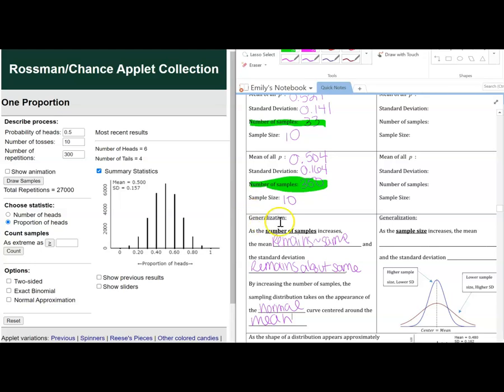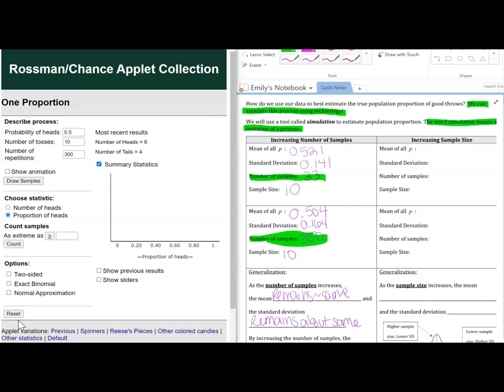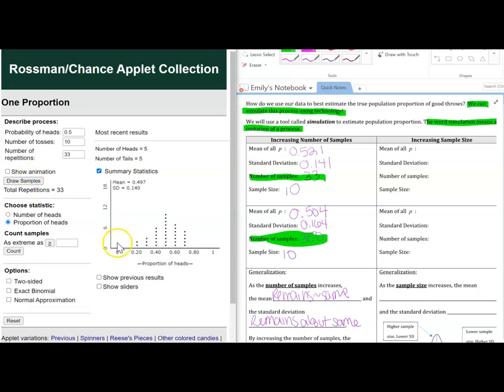Okay, so back to the drawing board. I'm going to scroll back up, and I'm going to reset this again. So let's go back to doing those 33 again, just to show you some comparisons to our classroom data. I'm keeping this at 0.5, this at 10, and then this at 33, and then I'm drawing samples. Again, just to compare to the 33 dots we did in class.